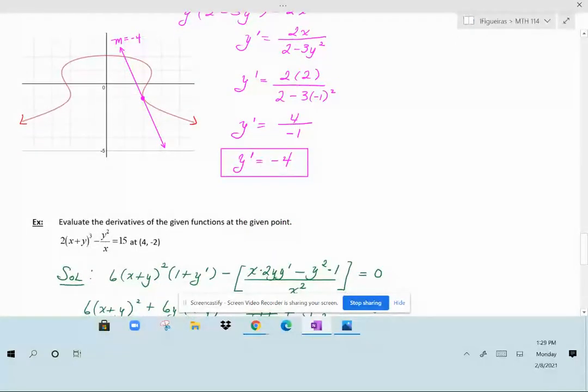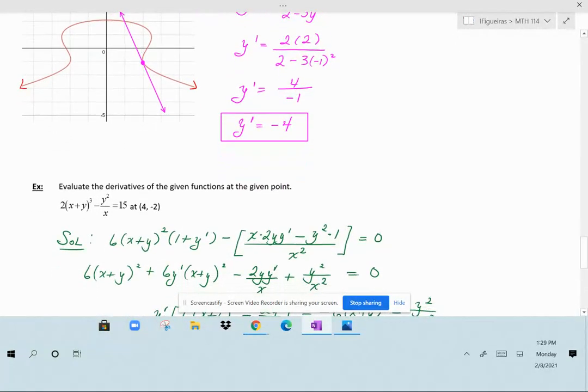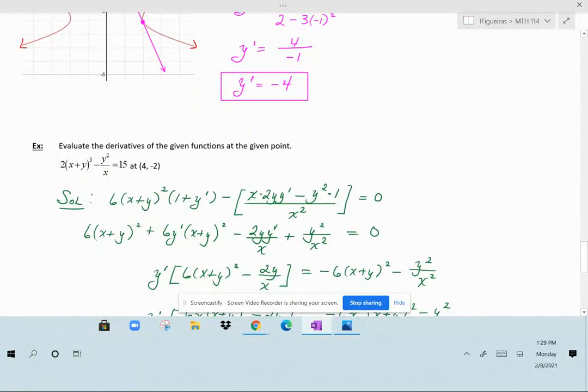Okay, another example. Here we want to evaluate the derivative at the point 4, 2 for this equation. So to take the derivative of 2 times x plus y to the third, I have to apply chain rule. So that will be 6, multiply the 3 and the 2, and subtract 1 from the exponent. So 6 times x plus y to the second times the derivative of the inside, which is 1 plus y prime, minus. Now, to take the derivative of the second expression, there's a minus in front of this expression in the bracket because I have to apply chain rule.